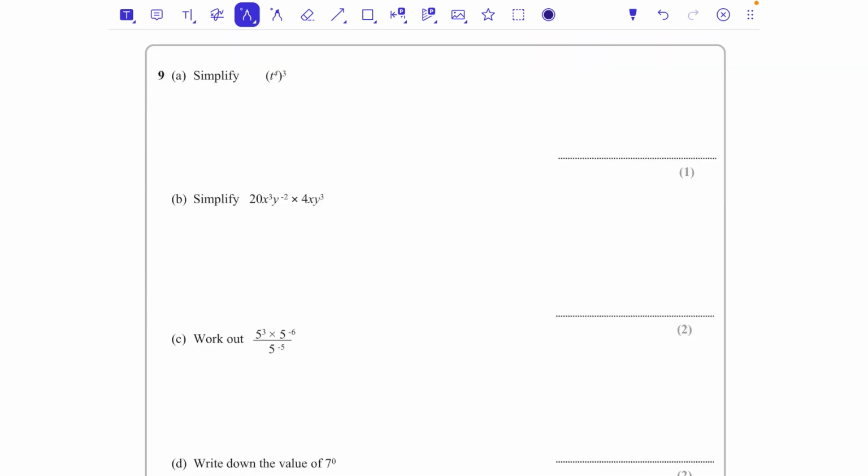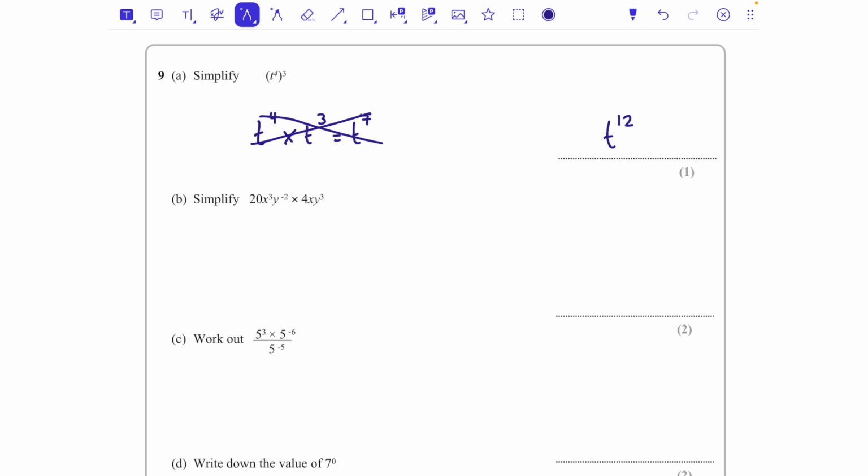Question number 9, simplify t to the power of 4, all to the power of 3. Now a power of a power, we multiply those powers together. So t to the power of 4 cubed is the same as t to the power of 12. Not to be confused with t to the power of 4 times t to the power of 3. That would be t to the power of 7, because when we multiply, we add the powers. So a power of a power, you're multiplying them together, but when we multiply, we add the powers. So that's not what we're doing here. We're multiplying the powers together. 4 times 3 is 12.